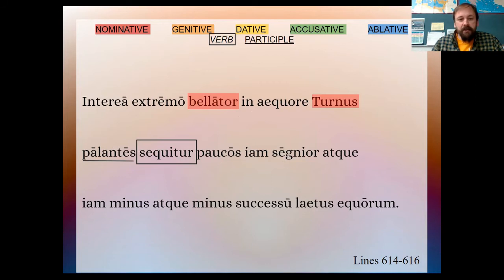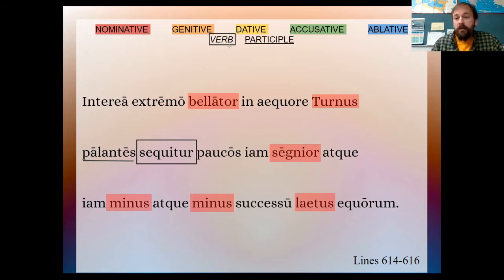Senior, that -ior is a nominative ending. Atque. Minus and minus, I recognize. And then last but not least, litus. There's a lot of nominatives in here. They all refer back to the same dude. They all refer back to the bellator Turnus. I have lots of adjectives in here. Senior, minus, minus, and litus. Those are all adjectives describing Turnus.